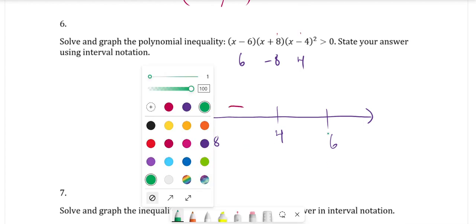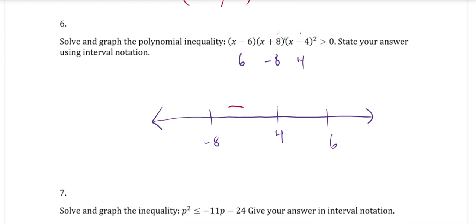Now we can go through and use our multiplicities. At negative 8, it's got odd multiplicity, so it changes sign. At positive 4, it has even multiplicity, so it keeps its sign. And then again at 6, it has odd multiplicity, so it changes its sign back to positive. The question is, where is this positive? So we can write that as being between negative infinity and minus 8, together with between 6 and positive infinity.